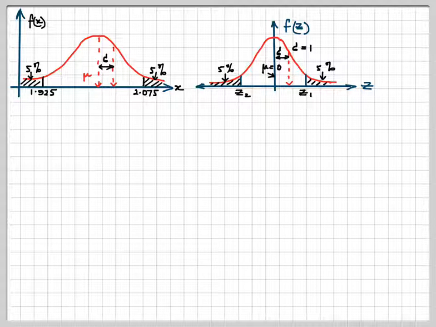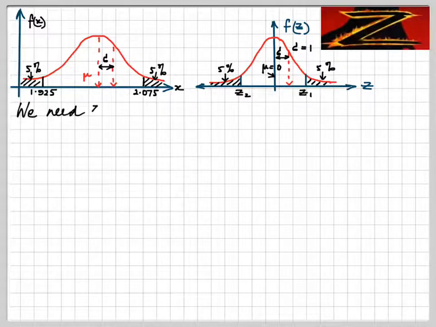This is a classic case for Z, where you're just looking at the one distribution rejigged to be a standard normal, and you can work out mu and sigma, as long as they give you enough information about the actual parameters in the distribution, which they have in this case. Yes, there's Mr. Z. So we need Z1 and Z2, okay?